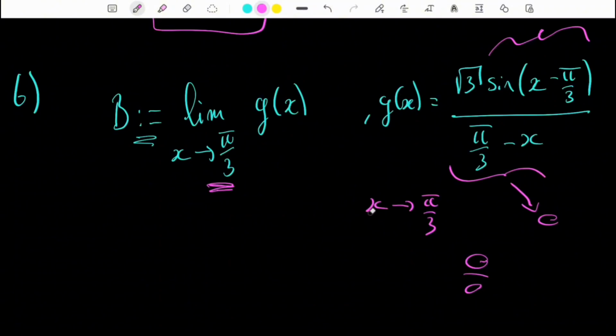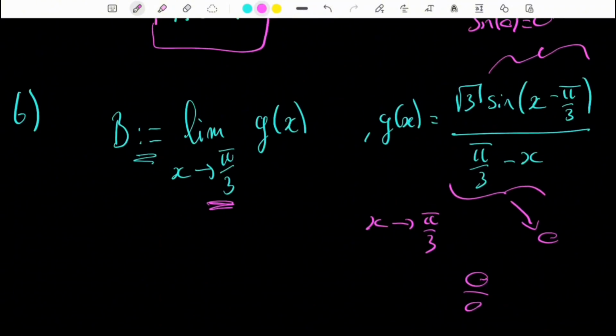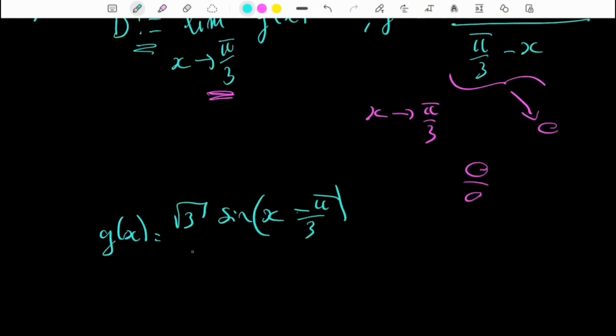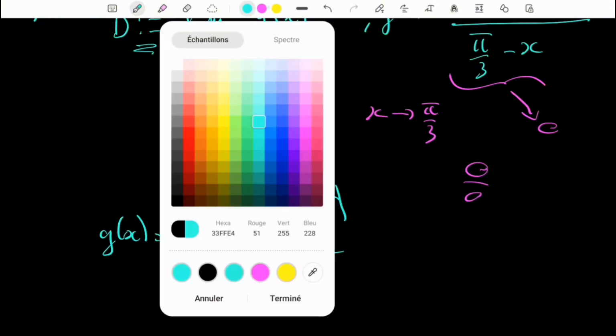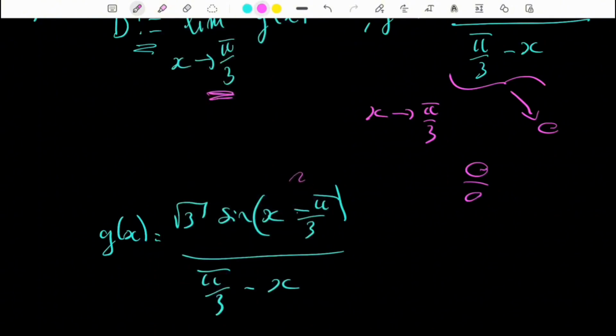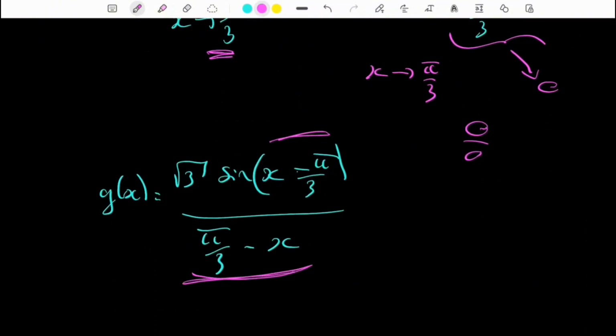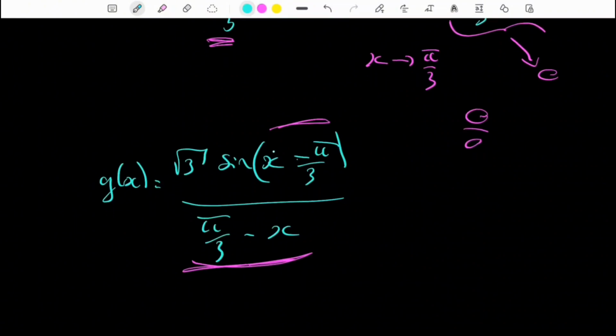This is a little bit more difficult than the other one, but we can do it just by seeing that what is under the sinus and what's here are quite the same thing, one being the inverse of the other one. So what we want to do first is have the same thing inside the sinus and down there.